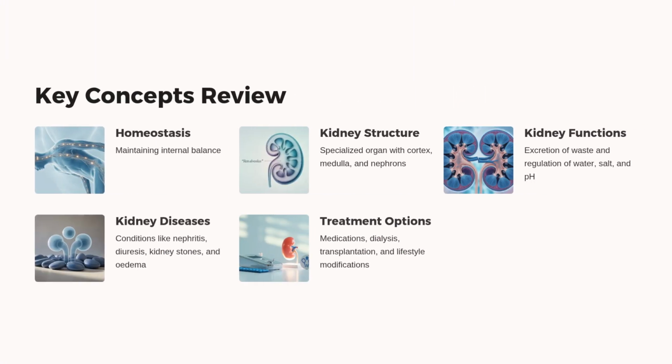Key concepts review. Homeostasis. Maintaining internal balance. Kidney structure. Specialized organ with cortex, medulla, and nephrons. Kidney functions. Excretion of waste and regulation of water, salt, and pH. Kidney diseases. Conditions like nephritis, diuresis, kidney stones, and edema. Treatment options. Medications, dialysis, transplantation, and lifestyle modifications.